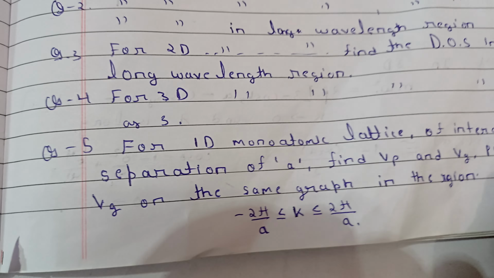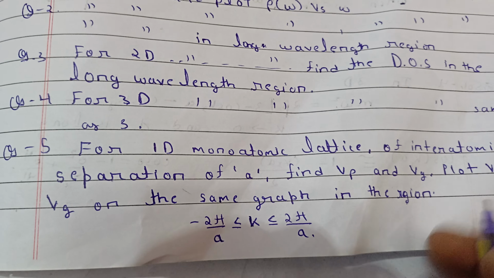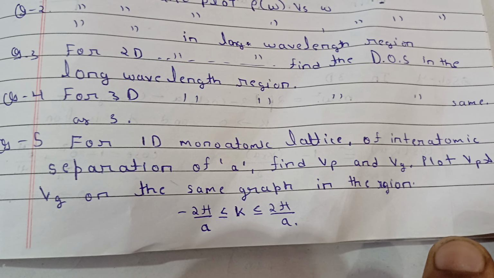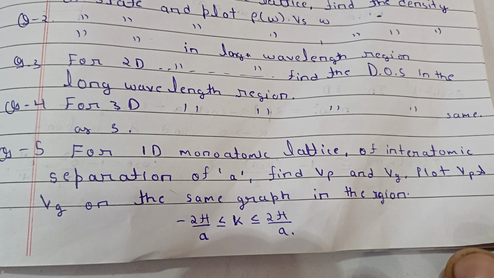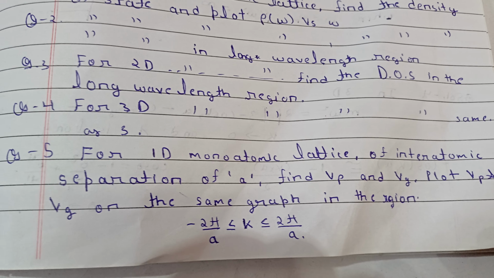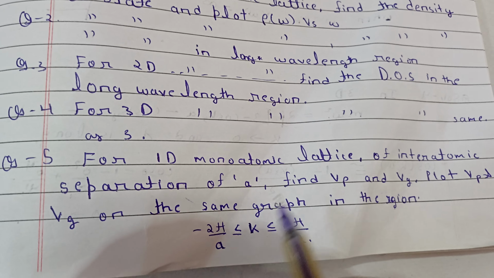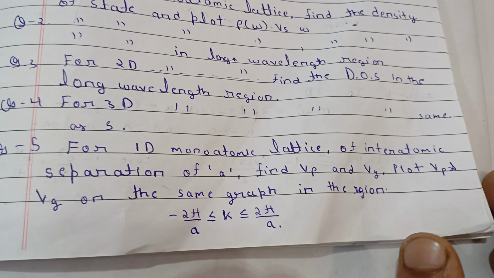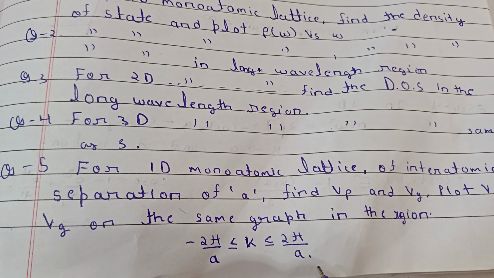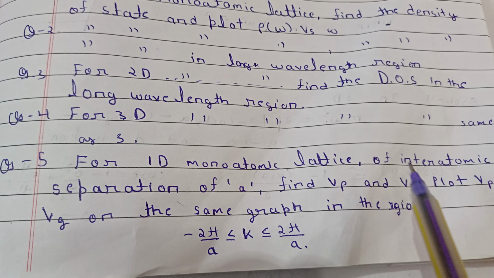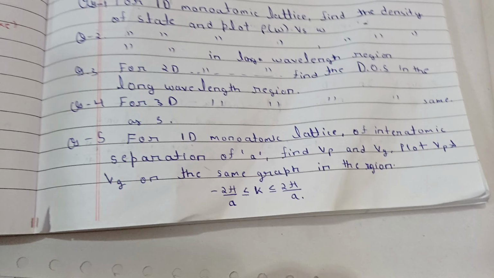Now there is this last question. For a 1D monatomic lattice of interatomic separation a, find Vp and Vg. Plot Vp and Vg on the same graph in the region. So we need to plot the Vp and Vg with k in the region of minus 2 pi by a to 2 pi by a. Okay, so for the 1D monatomic lattice, we know the relations we got for the Vp and Vg.